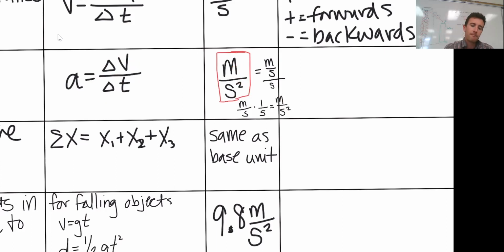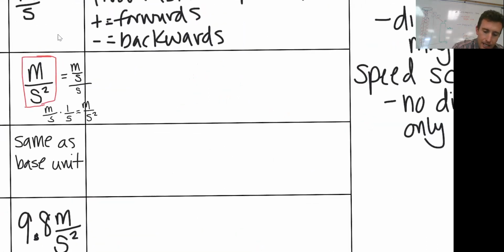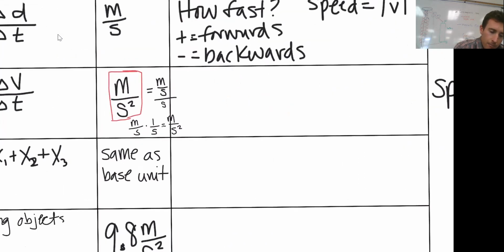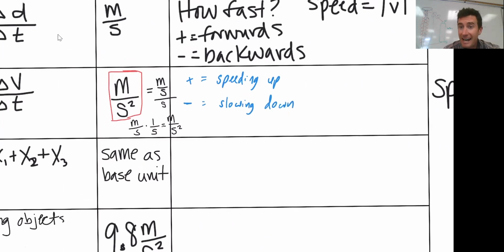All right. So for acceleration, another little note to add in is that positive acceleration is going to be speeding up, and negative acceleration is going to be slowing down. Now, I could still have a negative acceleration and be going forwards. If I'm in my car and I hit the brakes, I'm slowing down. I have a negative acceleration, but I'm still moving forwards.